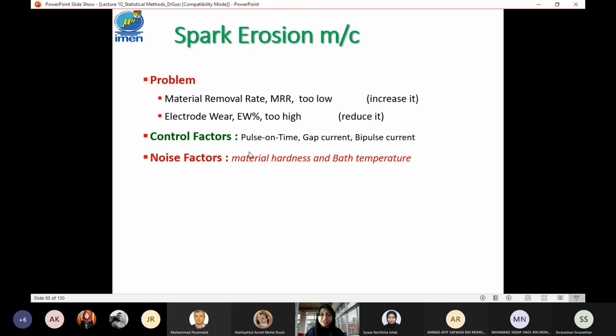Noise factors are the material hardness. You cannot control the material hardness. When you purchase the material, you cannot control the hardness. And the second thing is the temperature. These two things are out of your control. So we take them as noise factors.